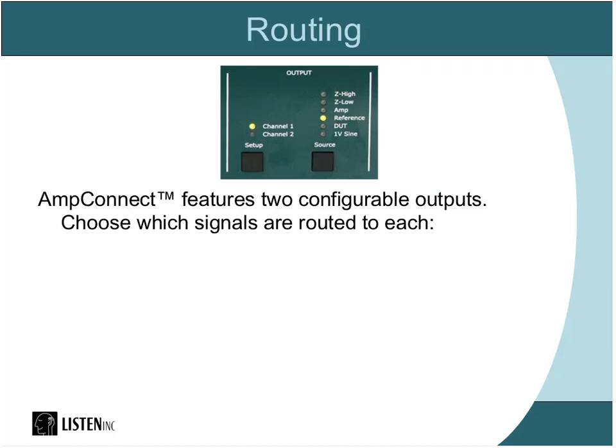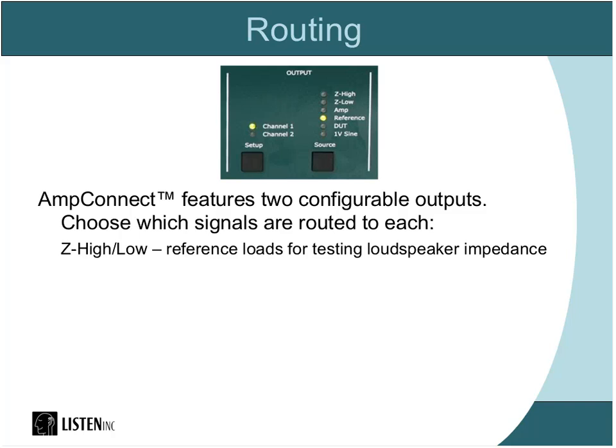Let's talk about the output section. As we mentioned, there are two outputs for AmpConnect, and they are configurable. I really tend to think of this section as sort of a digital patch bay, where you assign a signal to each of the two channels. So here are the different options that are available.